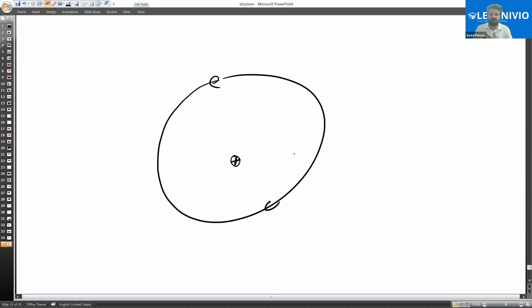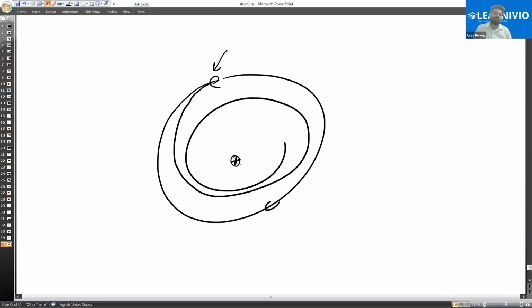Okay. But this theory was proved wrong, since planets are not charged particles, and they are revolving around the sun in a fixed orbit. But the fixed orbit concept cannot be used for the electrons, because if the electrons revolve around the nucleus, then they will continuously radiate their energy. It was given by Maxwell. And according to Maxwell's theory of electromagnetic waves, when a charged particle revolves around another charged particle, it continuously radiates its energy. It will continuously lose its energy.